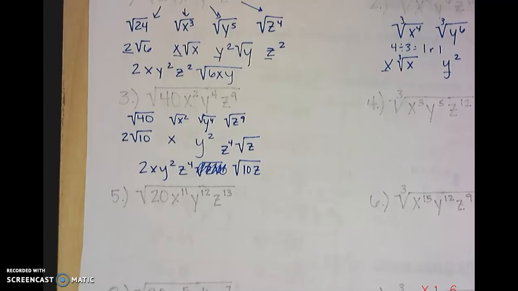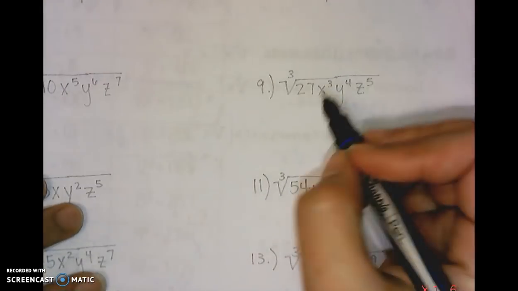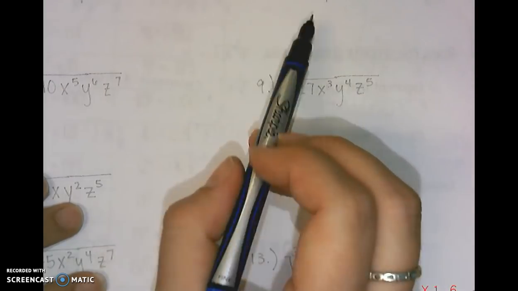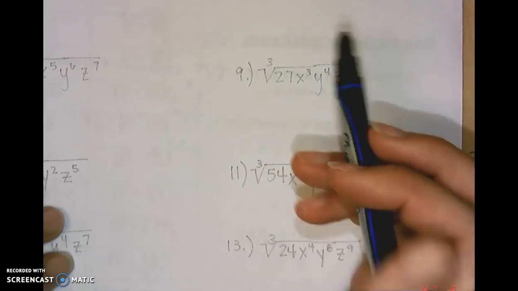Okay, so I want you to keep working on this. Actually, I'm sorry. Let me do one more example with you. Let's look at number 9. I do realize I skipped number 7. I don't know why. Apparently, I can't count. So let's look at number 9.